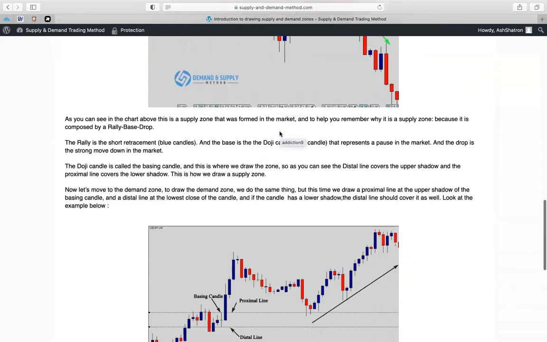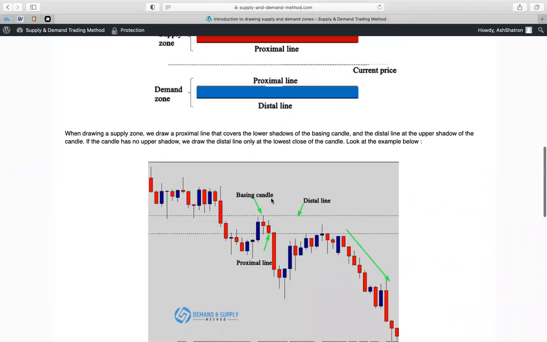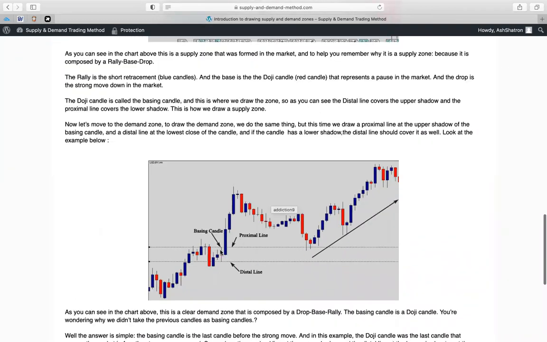So this is how to draw a demand. This is how to draw a supply zone. And then for the demand zone, it's always going to be the basing candlestick before what? The momentum rally. So this was the candlestick before the rally to the upside. The basing candle, this was the candlestick before the rally to the upside, right? So the last candlestick before the rally to the upside, which is this one before this went up. So your proximal line is going to be at this side, your distal line is going to be at this side.